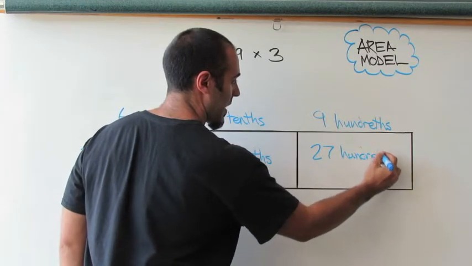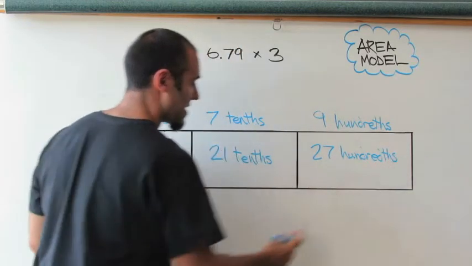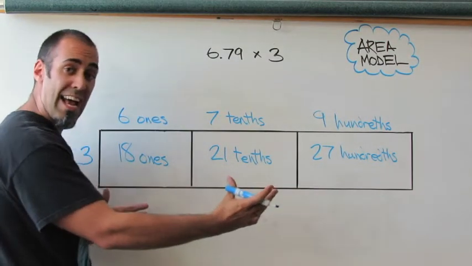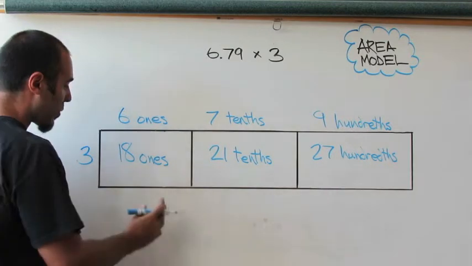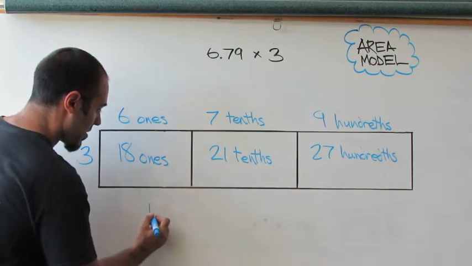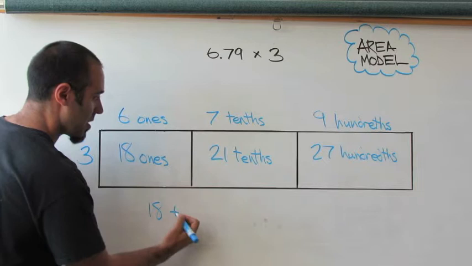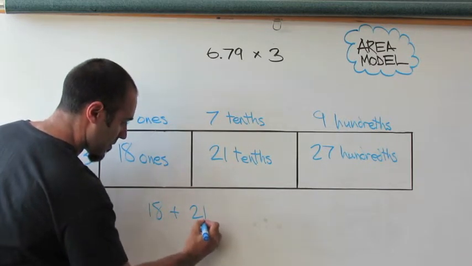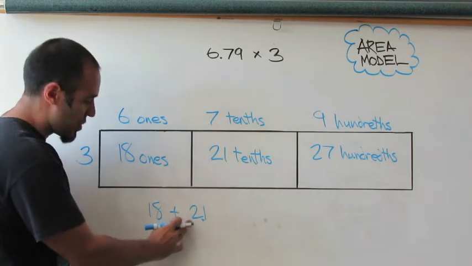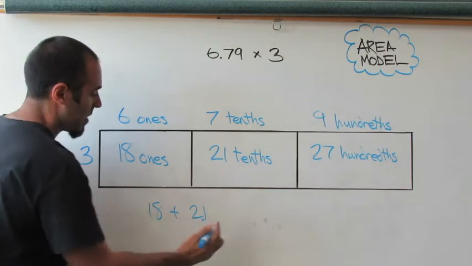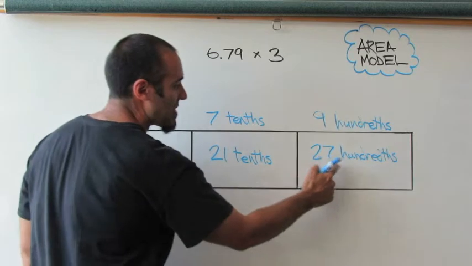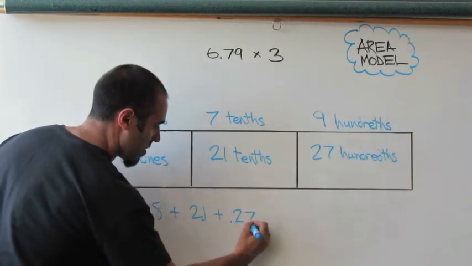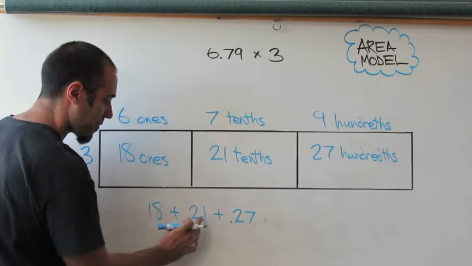Now, the next step is to take these 3 parts, these 3 decomposed parts, and combine them. And the way we do that is by writing it out. 18 plus 21 tenths, which is the same as 2 and 1 tenth. And then 27 hundredths, which we write like this.